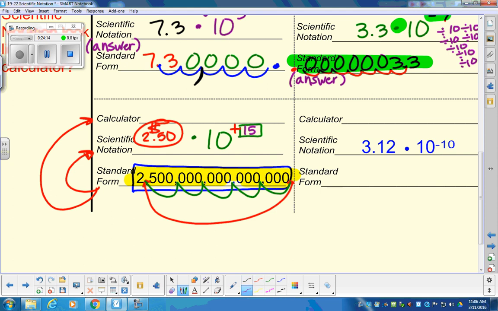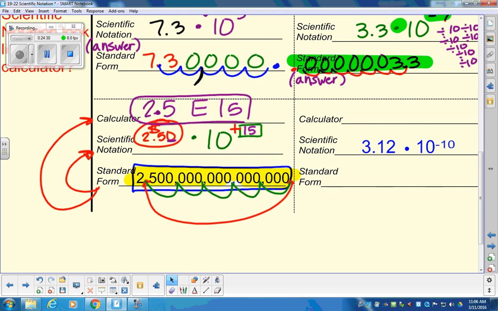What the calculator is going to do is keep this same coefficient. It will not have that placeholder there that I like to keep, that placeholder will drop off, because calculators are very comfortable with that. And they're going to replace this times 10 with an E, but they're still going to keep the 15. So this is their same version of scientific notation, just in calculator form. 2.5E15 means 2.5 times 10 to the positive 15th power.